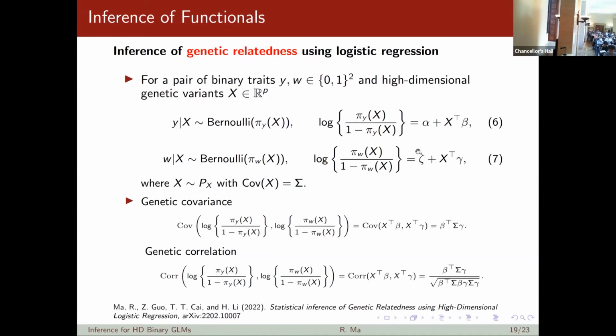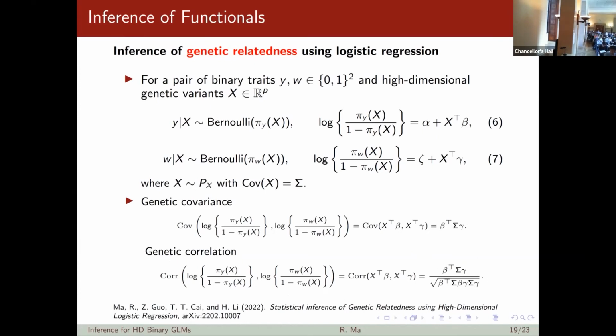And by working with this logistic regression model, we can derive that this quantity turns out to be a bilinear form only depending on the regression coefficients beta and gamma, and the population covariance matrix of the X vector. And similarly, we can also define the genetic correlation, which is a normalized version of the above quantity. And in the end, we also have a normalized functional.